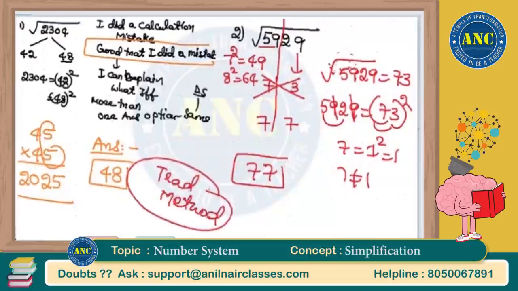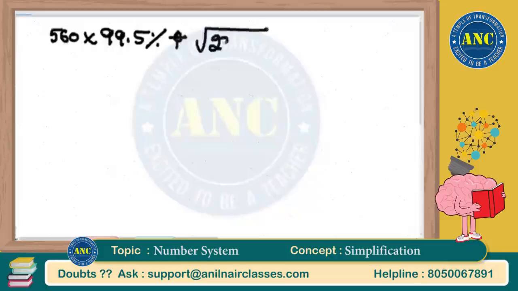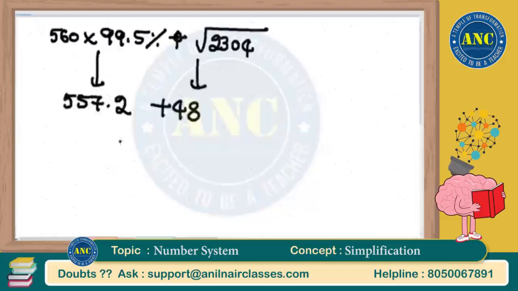Let us be a little smarter in our approach. Now, suppose the question we are discussing is 560 into 99.5% plus root of 2304. What did we get for this answer? We got 557.2, and the other term we got is 48. So the answer is 605.2.